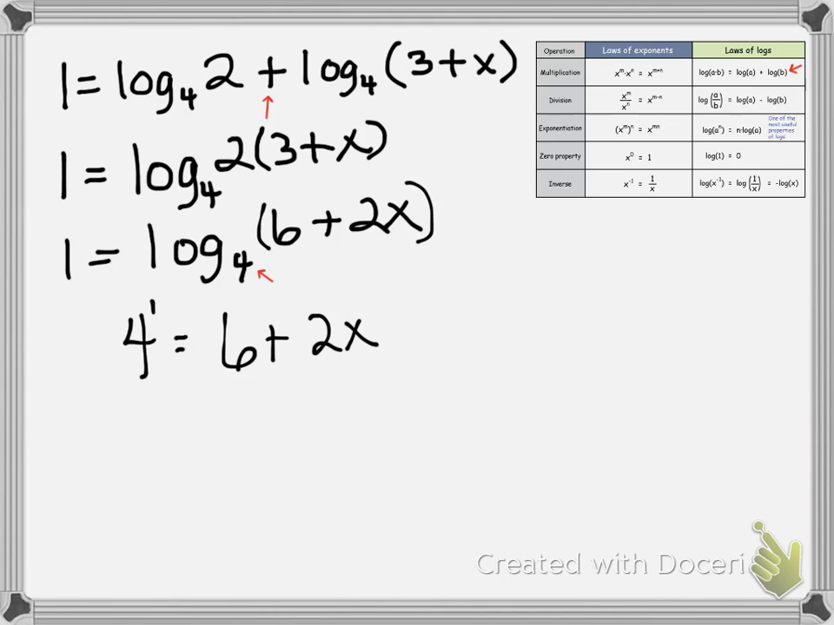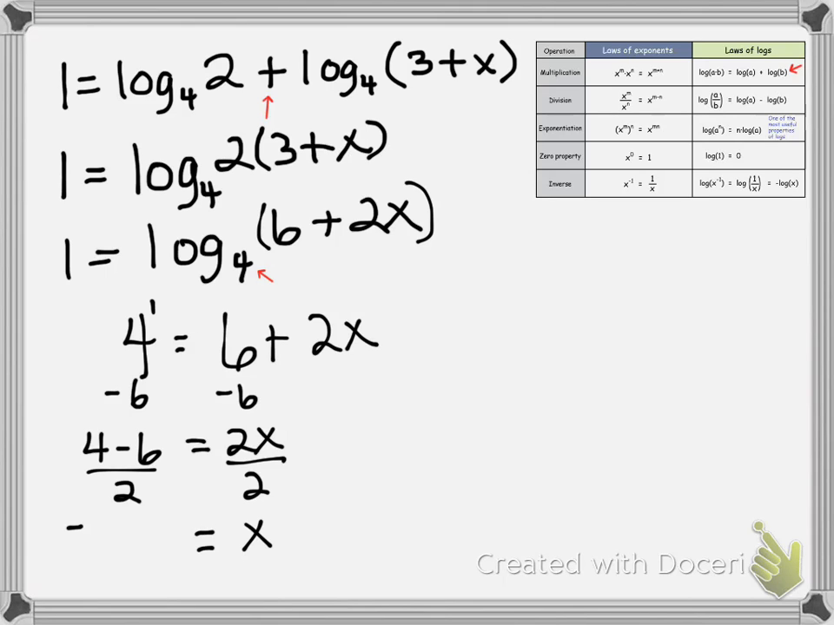We'll subtract 6 from both sides and also end up dividing by 2. So again, that's going to be 4 minus 6 is equal to 2x. Divide by 2 on both sides. And we'll find out what x equals. Negative 2 over 2, which actually ends up being negative 1 when simplified.